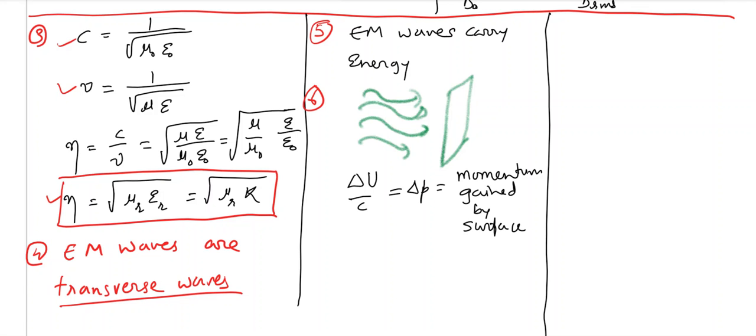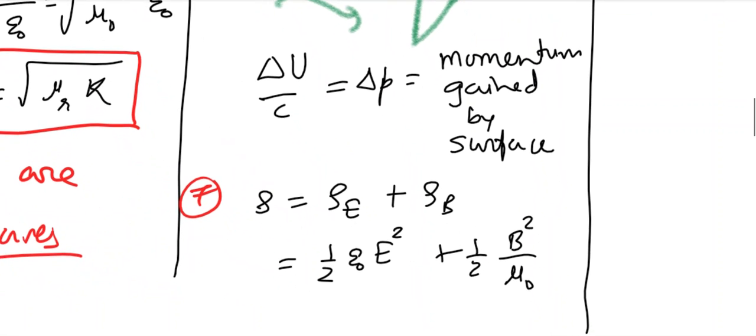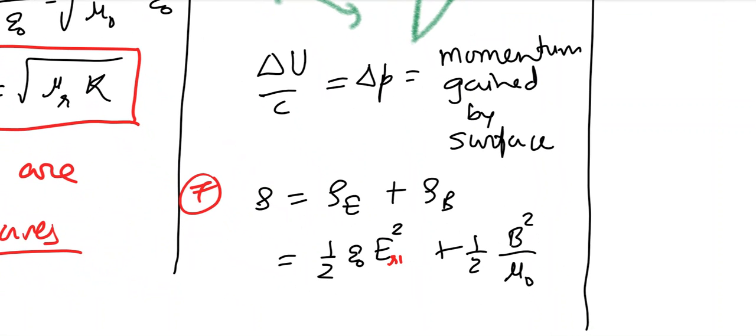The next one is important, the energy carried by electromagnetic wave. Now we know that electric field and magnetic field both are there. So how do I find out energy density of this wave? If it is rho, it is energy density due to electric field plus energy density due to magnetic field. That is half epsilon 0 E square plus half B square by mu 0. Which E and which B are we talking about here? It is the RMS value, so E RMS and B RMS.